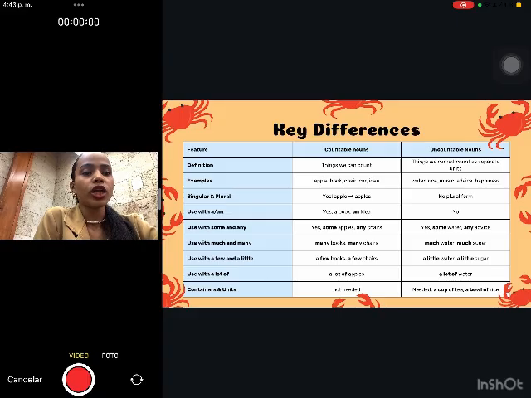We can use much and many. Many is used for countable nouns and much is used for uncountable nouns. We can use few and a little. A few is used for countable nouns and a little is used for uncountable nouns. We can use a lot of for the two. Containers and units are needed for uncountable nouns, not needed for countable nouns. Example, a cup of tea, a bowl of rice.